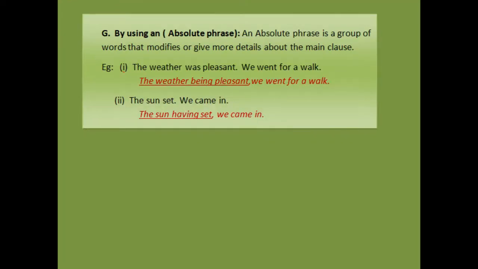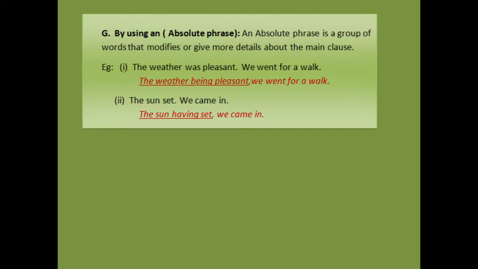And the seventh method under simple sentences is by using an absolute phrase. An absolute phrase is a group of words that modifies or gives more details about the main clause. But besides this, another thing to remember about an absolute phrase is that it has to depend on the main clause to make complete sense. Let's see through these examples.